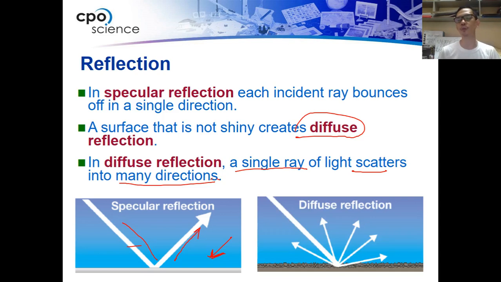That's the reason why we are able to appreciate how smooth or how rough objects are. Rough objects do diffuse reflection, and smooth surfaces or smooth objects like mirrors do specular reflection. Next one.